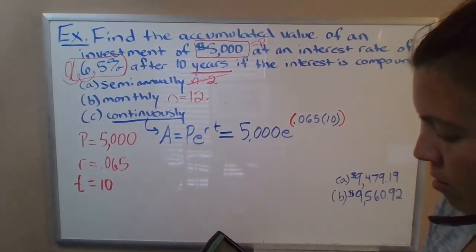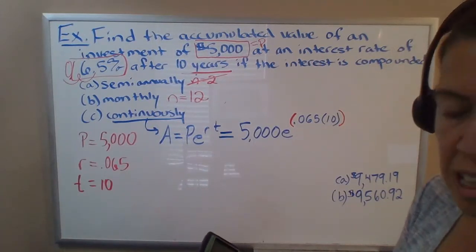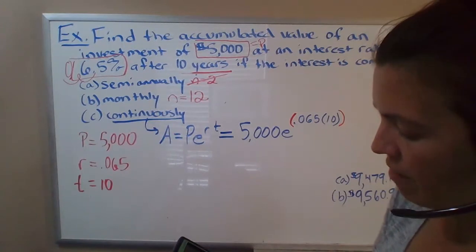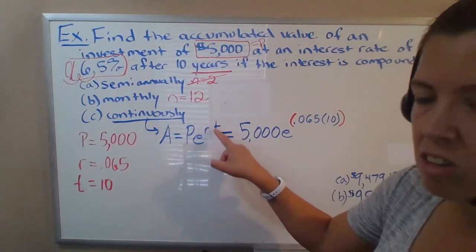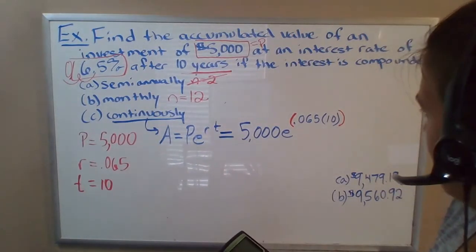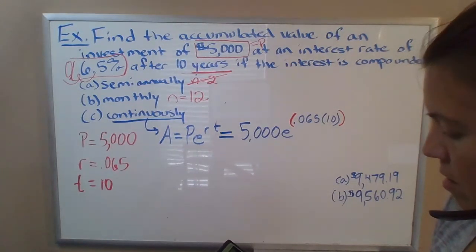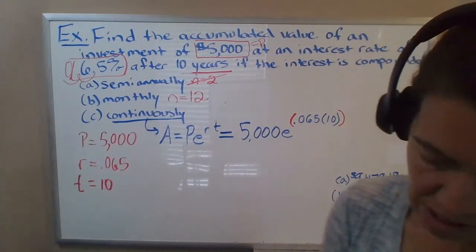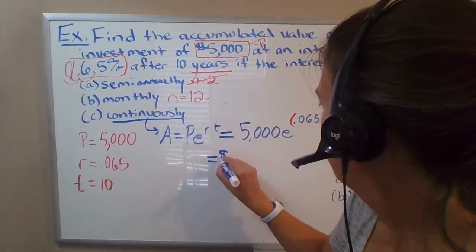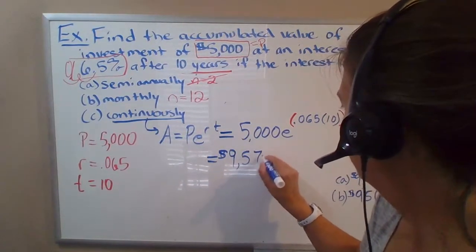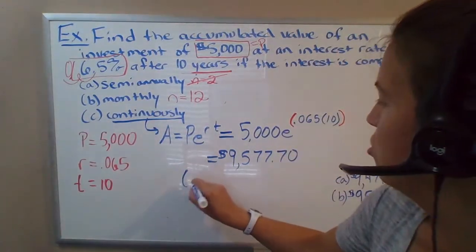So I'm going to input 5,000 times e, which most likely you have to press second or shift and then the ln button on your calculator is most likely how you enter e to some exponent. So in this case, e to the 0.065 times 10 is $9,577.70. So this is the answer to part C.